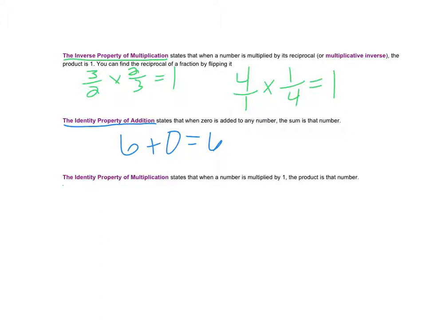Similarly, the identity property of multiplication says that if I take a number and I multiply it by 1, I get the same number back. So I bring back that 6, but now I use the identity property of multiplication, multiply it by 1, and I get that 6 back.